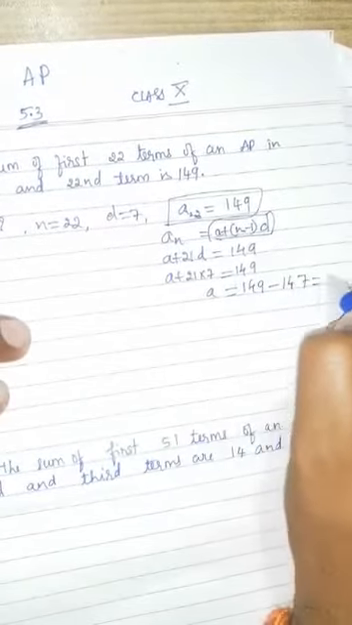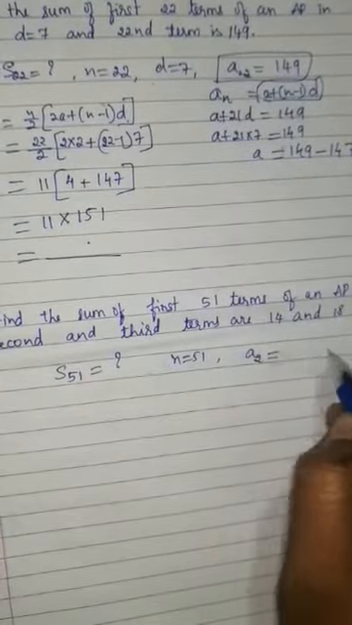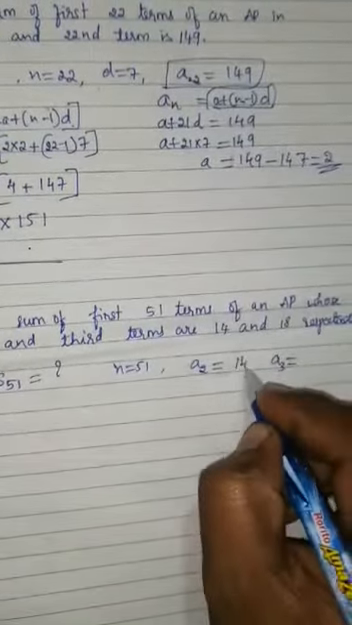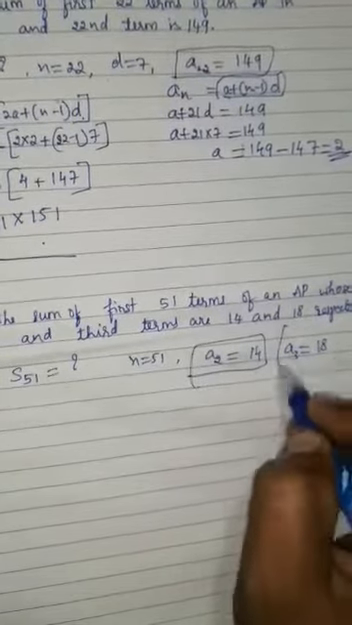Okay. Now come to the 8th question. Find the sum of first 51 terms of an AP. N is equal to 51, of an AP whose second and third terms are 14 and 18 respectively. Now A is not given, D is not given, but A2 and A3 are given.